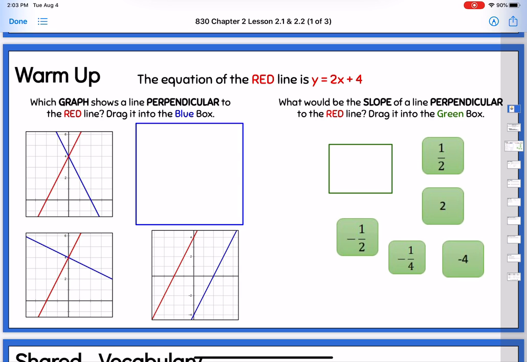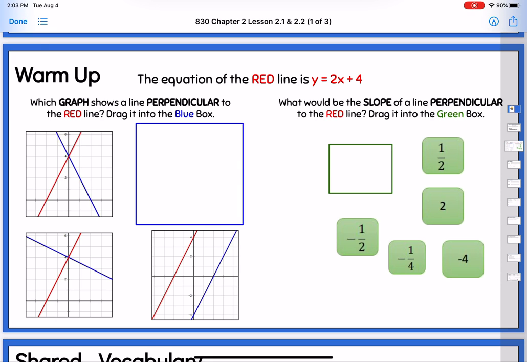And then over on the right, it said what would be the slope of a line perpendicular to the red line, and drag that one into the green box. So if you haven't done your warm-up yet, if you're looking at your slides in presentation mode, just click out of presentation mode. You should be able to move those graphs around and slide them into the right spot. Same with those green boxes for the numbers. Take a shot at it now. Pause the video if you haven't done it yet.